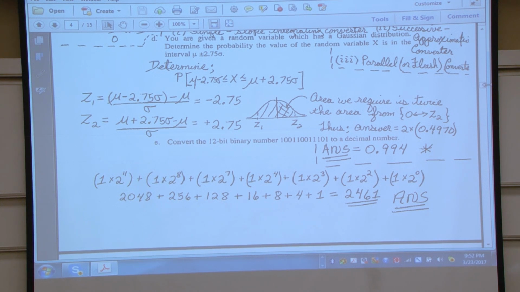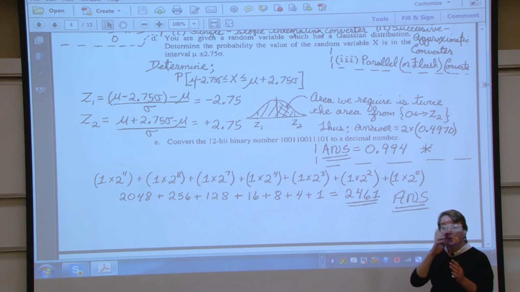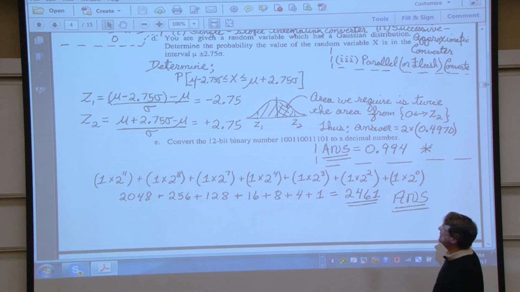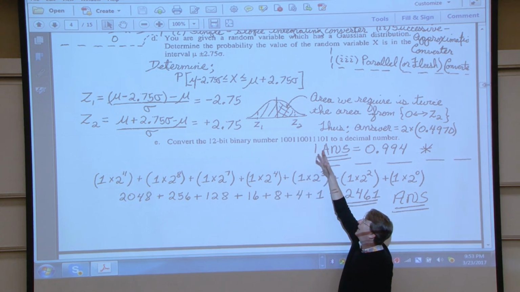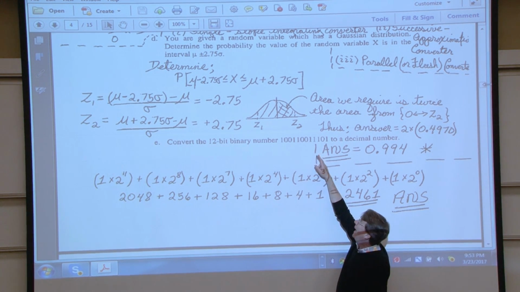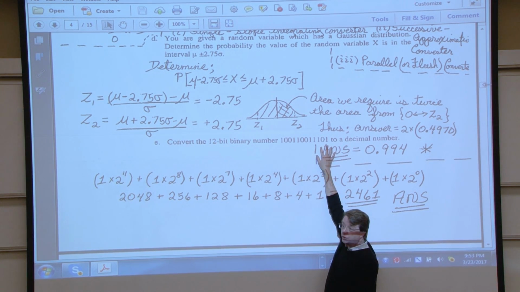All right, good. Part E, this is the opposite of the previous problem. Instead of going from decimal to binary, we go from binary to decimal. Easy. All you do is start on the right-hand side with the binary number, and that's the position 2 to the 0, then 2 to the 1, 2 to the 2, and so on.